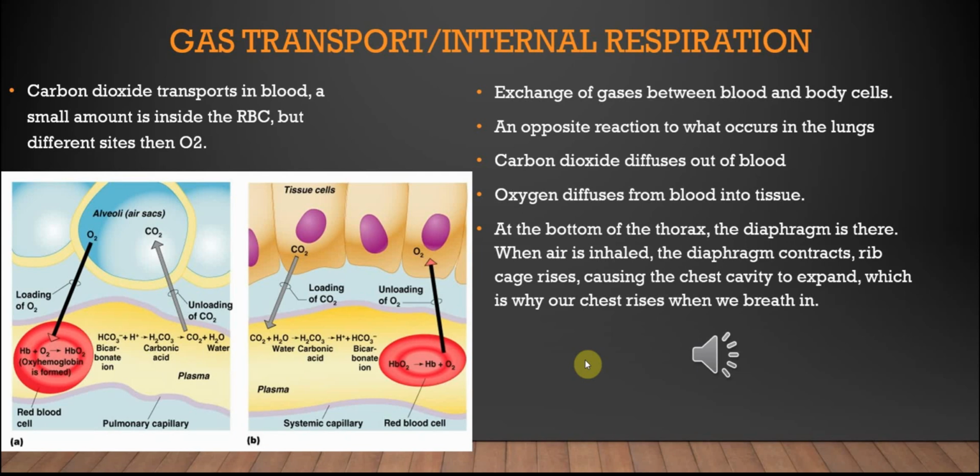Gas transport and internal respiration. Carbon dioxide is transported in blood. A small amount is inside the red blood cells, but at different sites than oxygen. Internal respiration is the exchange of gases between blood and body cells, which is the opposite of what occurs in the lungs. Carbon dioxide diffuses out of the tissue into the blood, and oxygen diffuses from the blood into tissue.